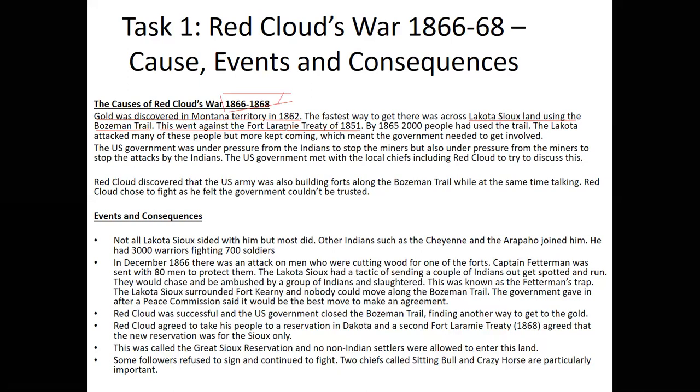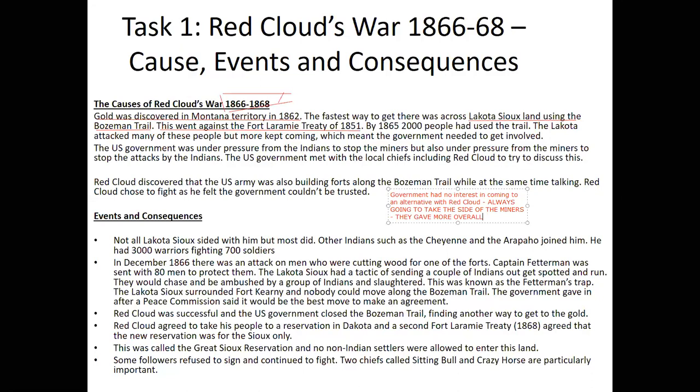However, Red Cloud discovered that the US Army were also building forts along the Bozeman Trail while he was talking to the government, which shows one thing. I'll add this because it doesn't say: the government had no interest in coming to an alternative with Red Cloud. They were always going to take the side of the miners because they gave more overall, according to the government. So Red Cloud thought that the only way to overcome this was to fight the government.